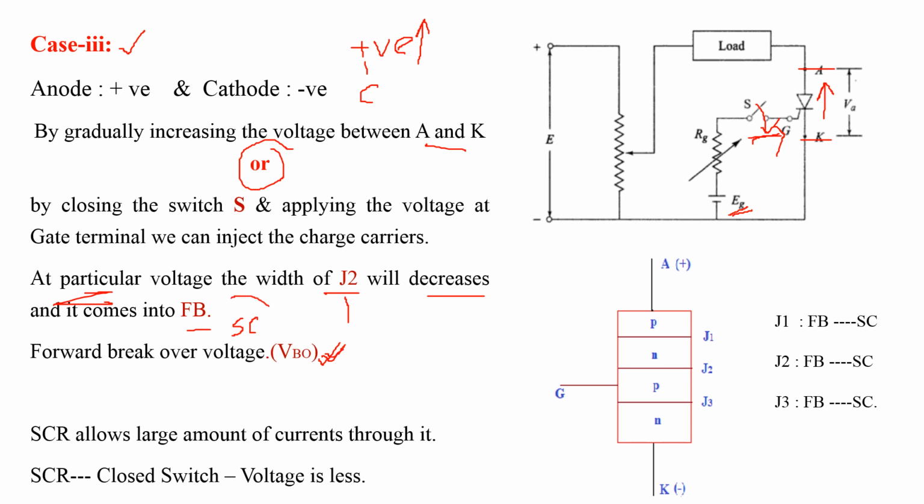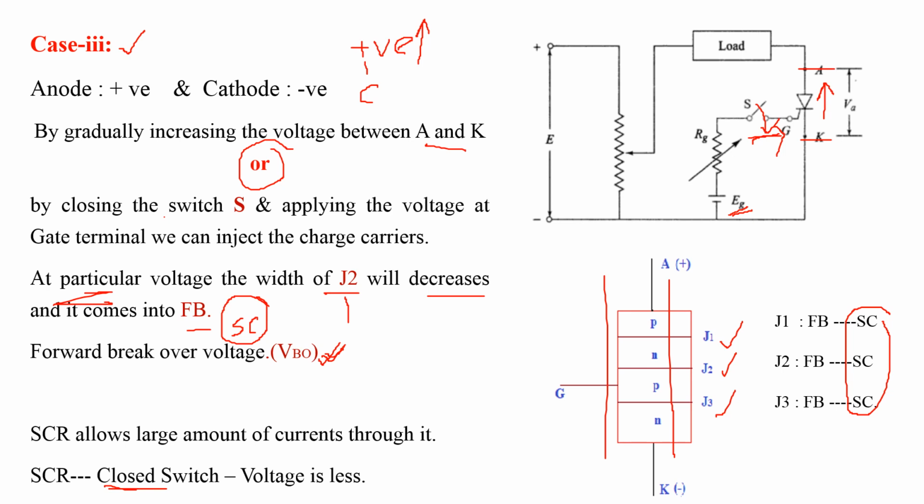Due to the short circuit of junction J2, there is a possibility of a large amount of current flowing from anode to cathode. Why? Because here all the junctions J1, J2 and J3 act as forward biased short circuits. So current flows from anode to cathode, and the SCR acts as a closed switch. That is about the three cases for drawing the static VI characteristics.